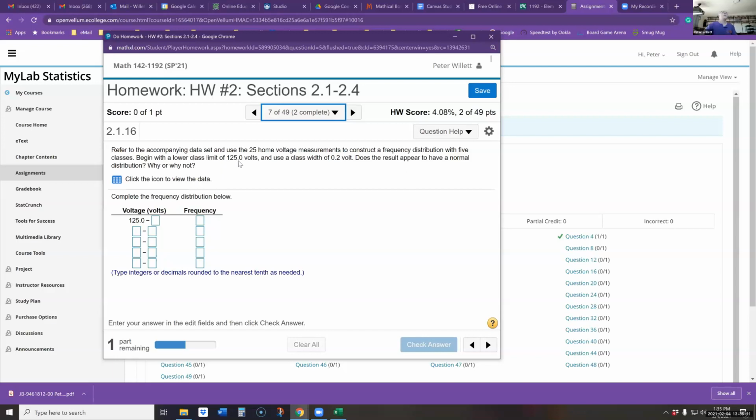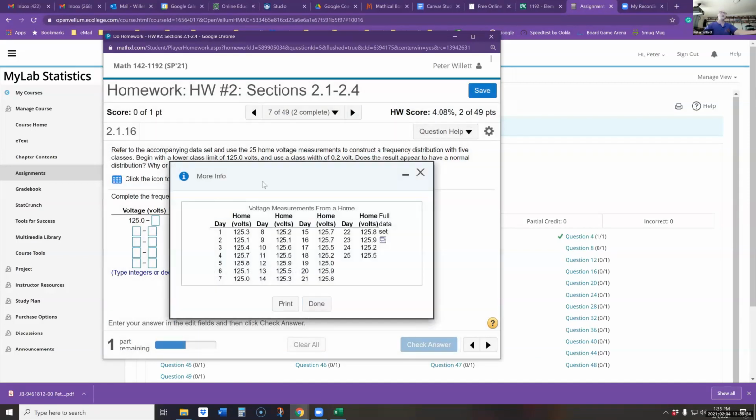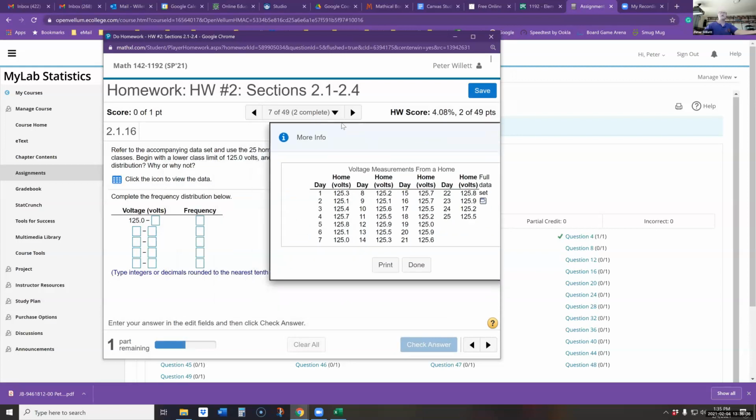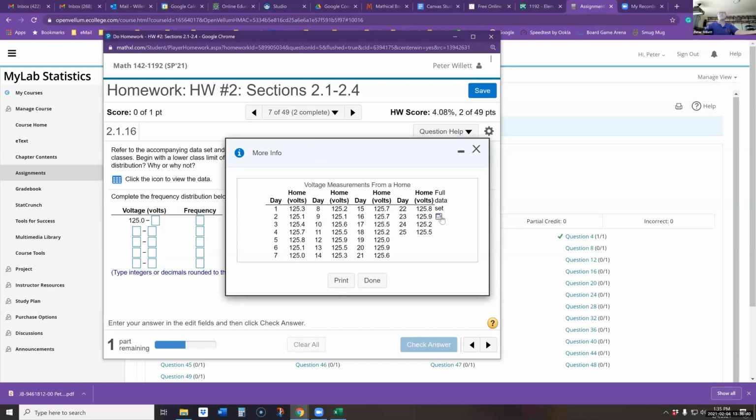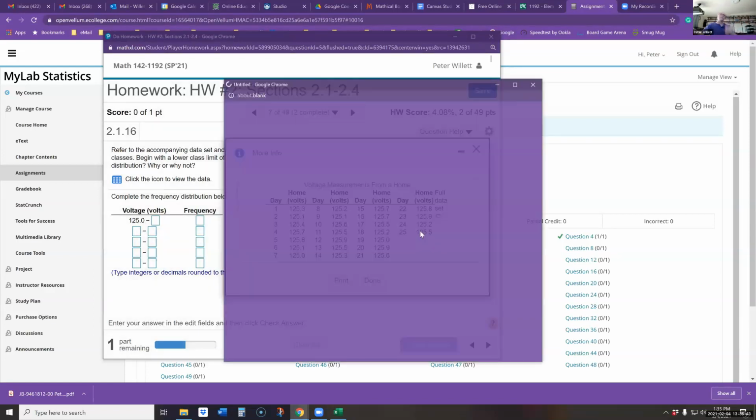Okay, so it says a lower limit 125, class width of 0.2. All right, so let's do what I just did, because I think we can do this the same way as the one I just showed you, except in this case, we have to do a little more work because they have these things. It says type integers or decimals rounded to the nearest 10th as needed. So they're giving you a warning here about what they're looking for and how you put in the data. If I look at the data set, yeah, a little bit more here, right? So not a ton, but still, I'd really prefer right away not to be doing any of this by hand. I'm going to open this up in StatCrunch.